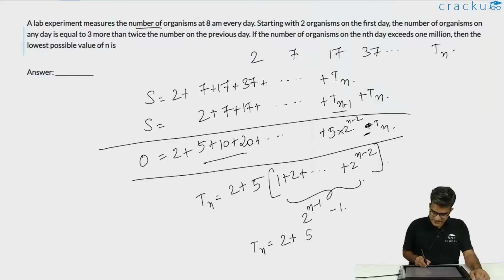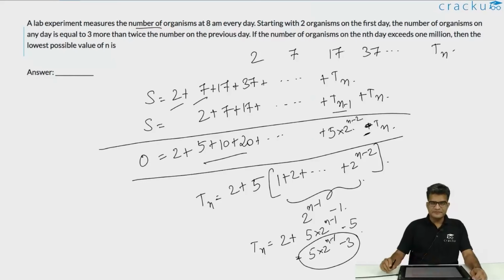You can substitute the value of n to be equal to 1. If n is 1, this will be equal to 2, which satisfies. If n is equal to 2, 5 into 2 minus 3 will be 7. If n is 3, it will be 5 into 2 square, that is 4, so that is 20 minus 3, which is 17. So you can see that the pattern is actually matching.